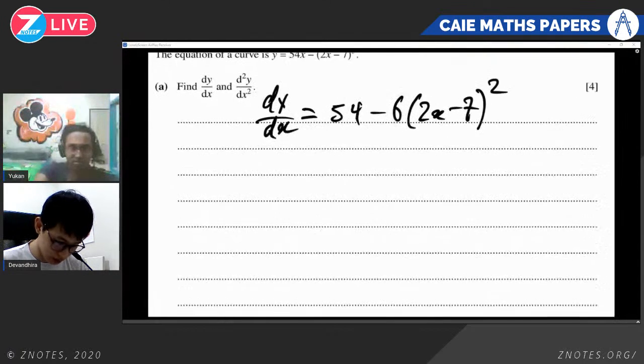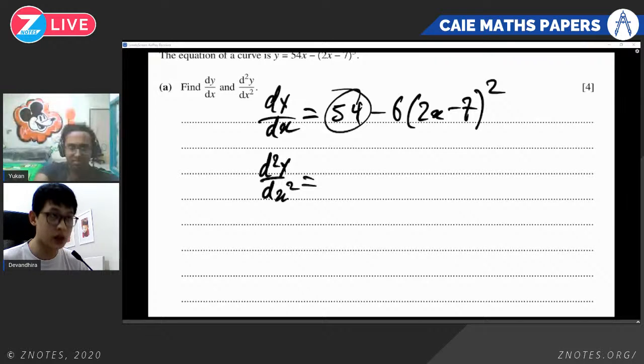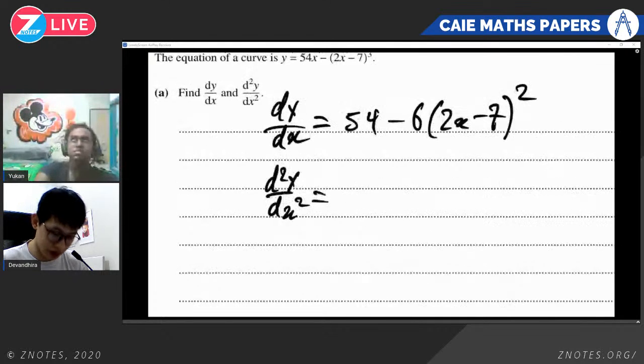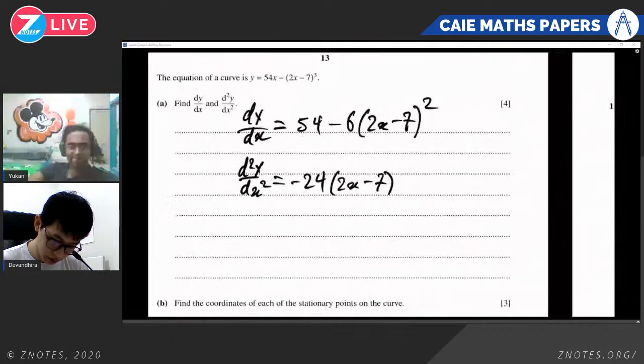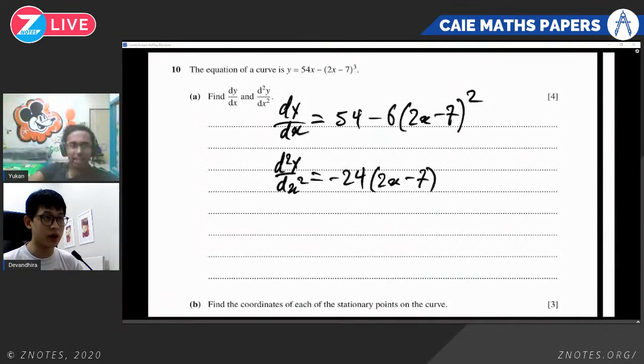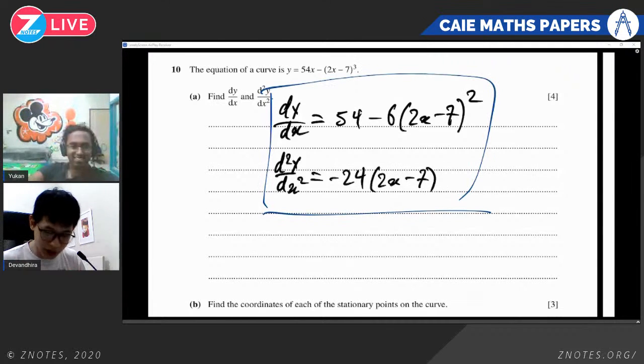For d squared y over dx squared, we'll do the same thing, but this time the constant dies. And we have to multiply 2 and 2 again. That'll be negative 24 times (2x minus 7). Right? Agree? Okay, we're done. This is the whole answer. Thank you, Mr. Examiner. 4 marks.